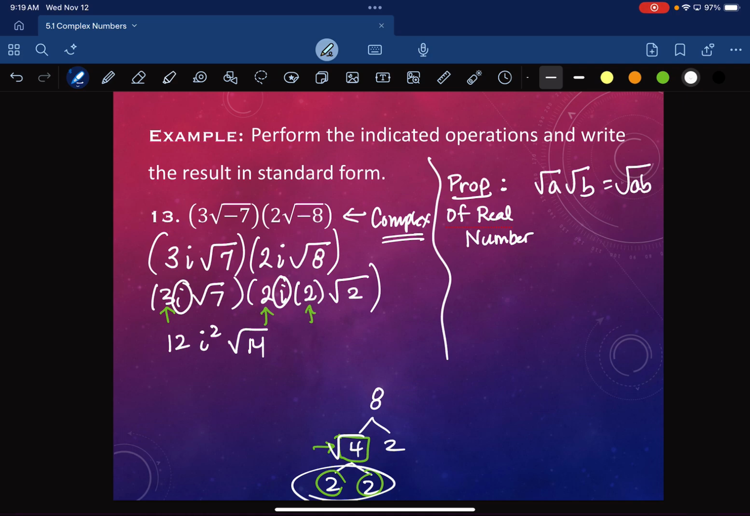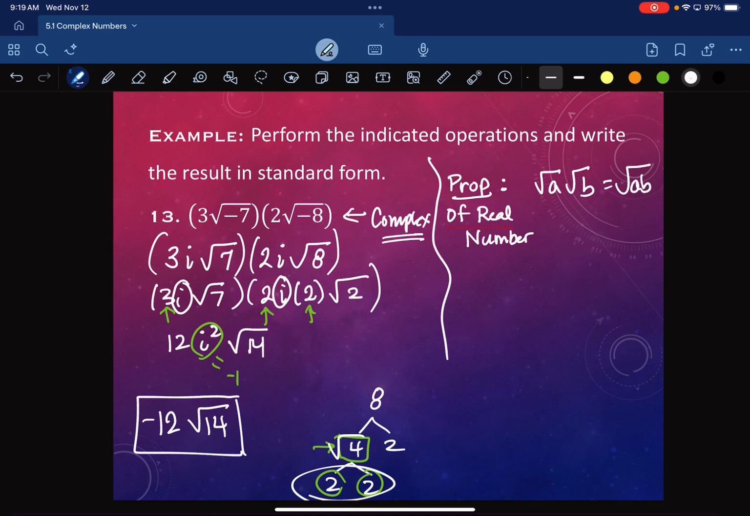I'm almost finished. Why is this not completely finished at this point? Because it has i squared in it. No powers of i can stay in the problem at the end. They will simplify. Of course, that i squared is equal to what? -1. So I can simplify this to -12 square root 14. Okay, is that all right?